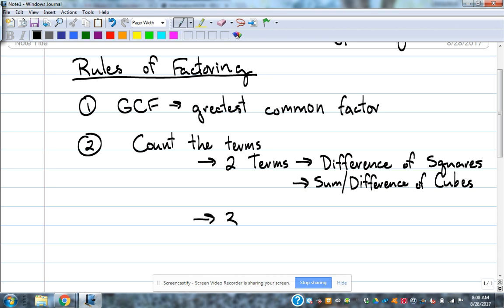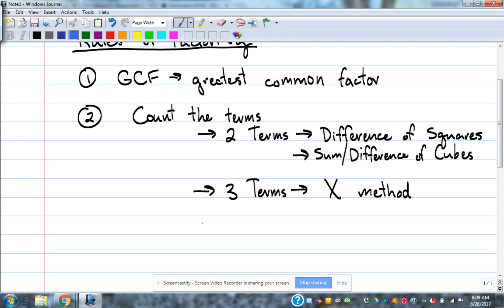If there are three terms, use the X method. If you had me for Algebra 1, you've seen the X method before. If you had Coach McClain or Coach McGee, it's the same idea. They may not have used the X to organize it, but I'll show you that today. It's a really easy method to organize your thoughts so that you can factor. Four terms is the other thing. If there are four terms, we're going to use grouping.